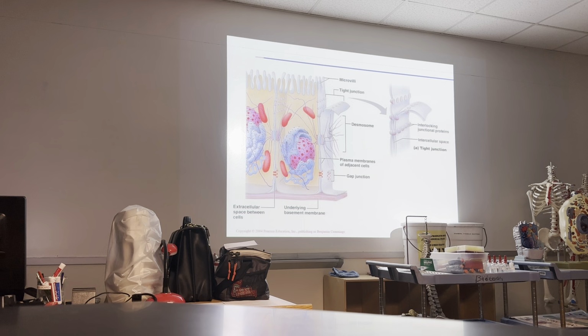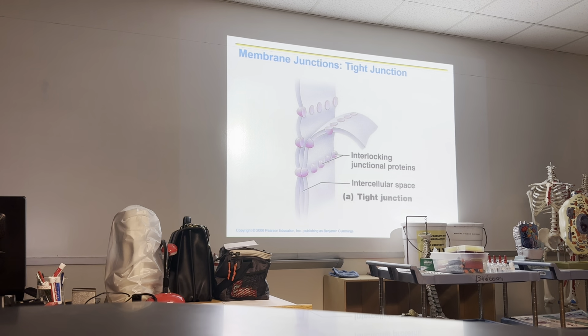So here's a good illustration of the three. What is this rivet-like structure here? Tight junction. And then you got the desmosomes right there. You see these little ones right here? That's a desmosome. And then the gap junction, you got these little holes here so they can communicate and the ions pass through. So, tight junction again, look at these, rivet-like.